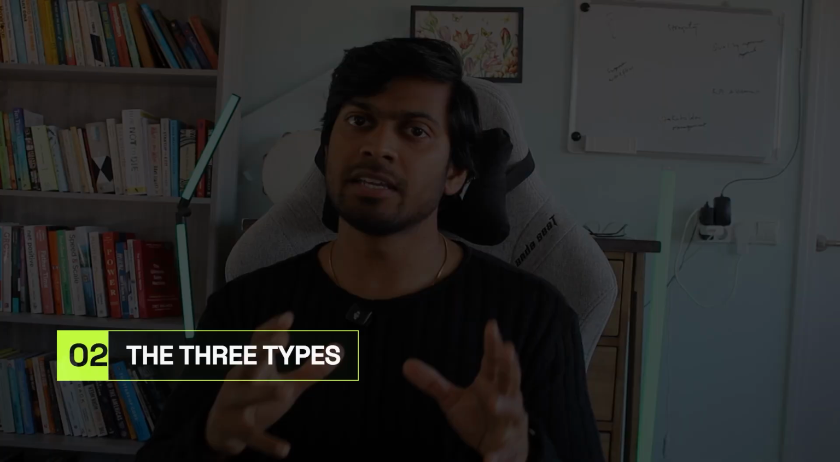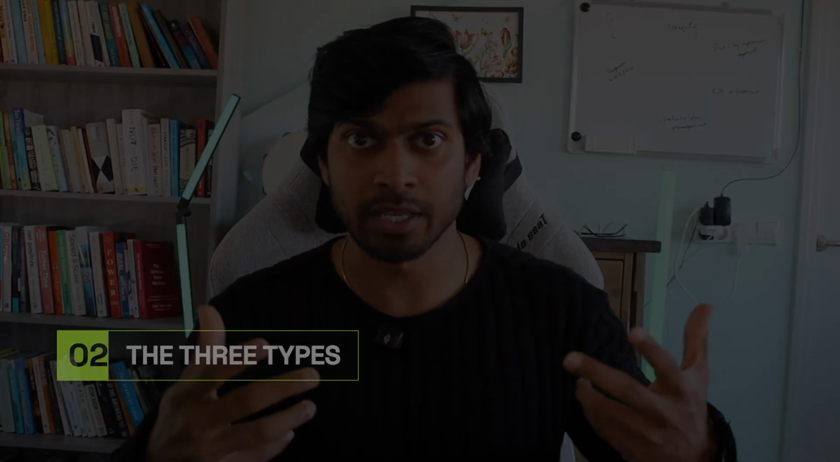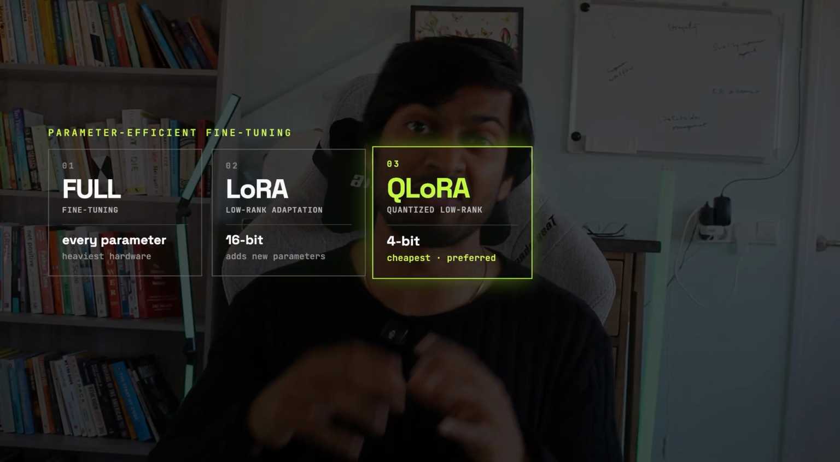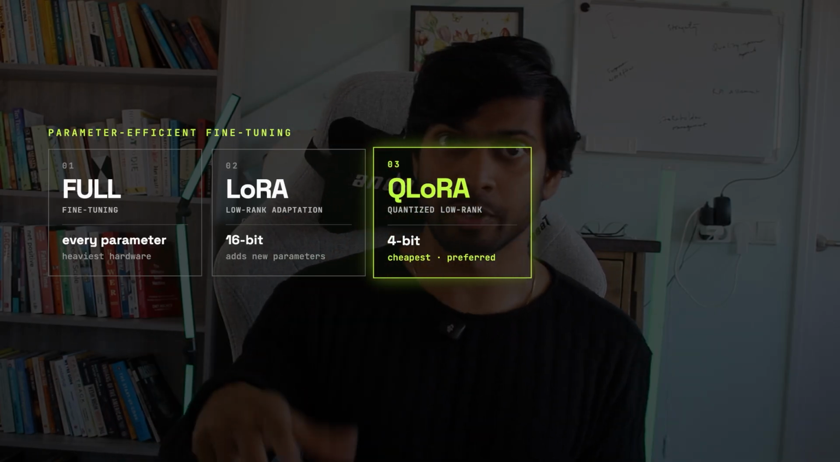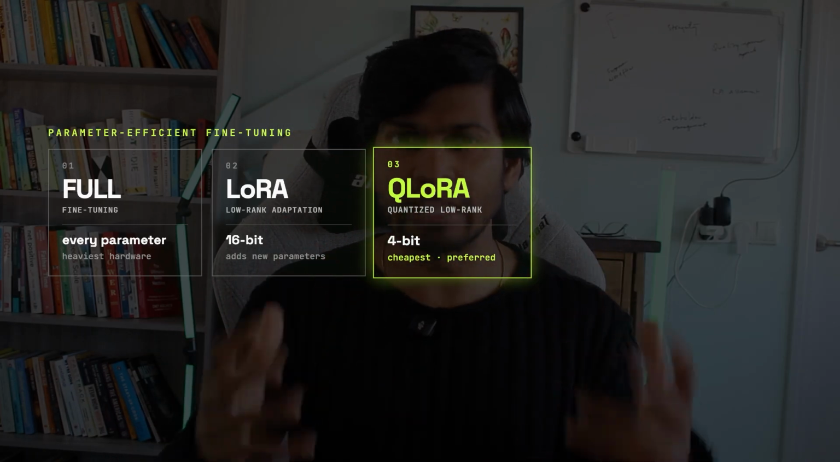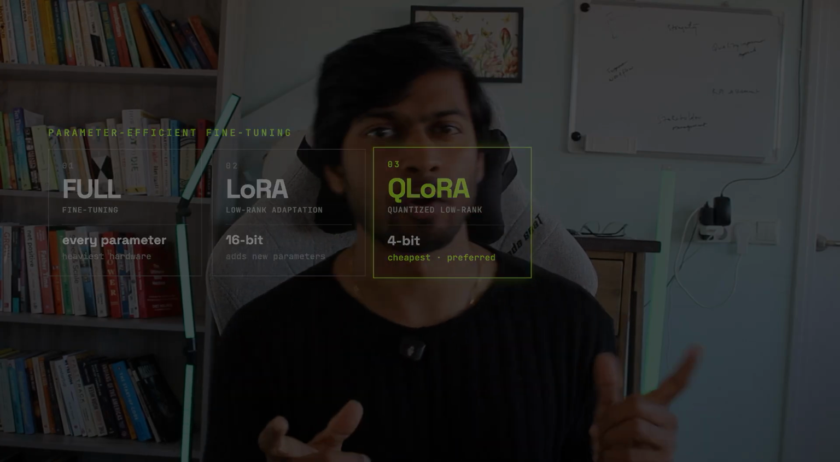But there are mainly three types of fine-tuning. It's called parameter efficient fine-tuning. There are mainly three types. The first one is full fine-tuning. So in this type, we're really talking about the full-fledged fine-tuning of a model.